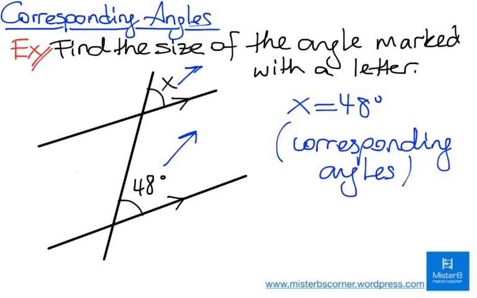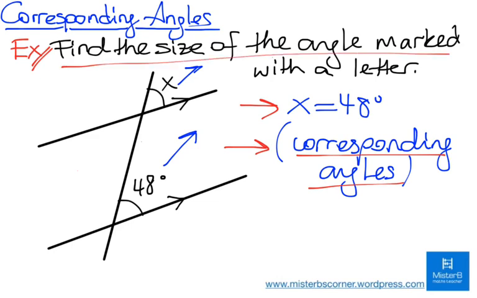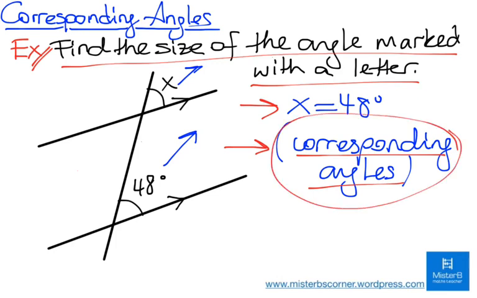So these two bits of information, the size of the unknown angle and the reason why it is that size, you have to give these two bits of information, even if the question doesn't say that. Right? Get used to giving the reason. It will also shape your thinking regarding finding the size of angles.